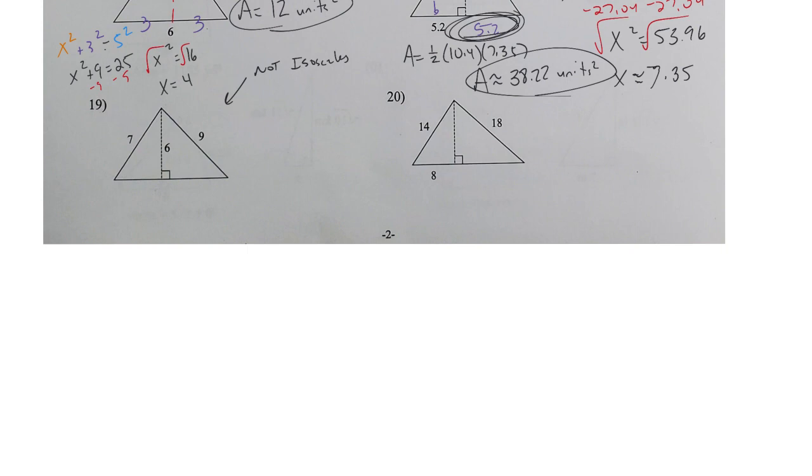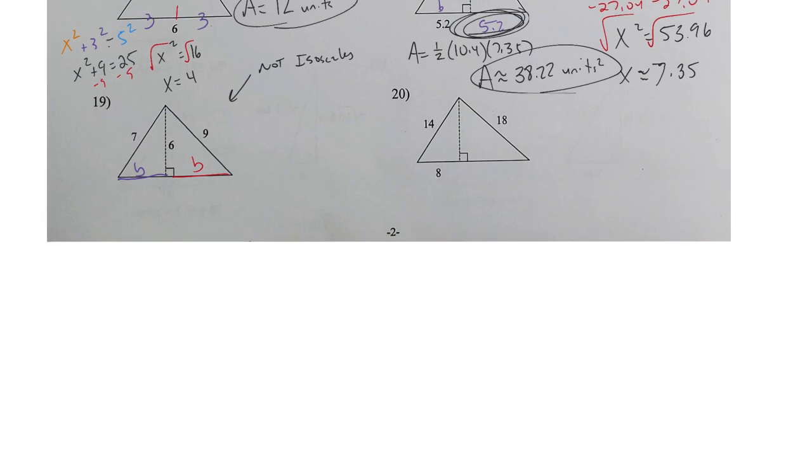So I actually have to do the Pythagorean theorem twice. I have to find this b, and then I have to find this b, to get the one base, to get the area of the big triangle. Or you could find the area of both triangles individually. It's really up to you. So what I'm going to do first is start with the left triangle.